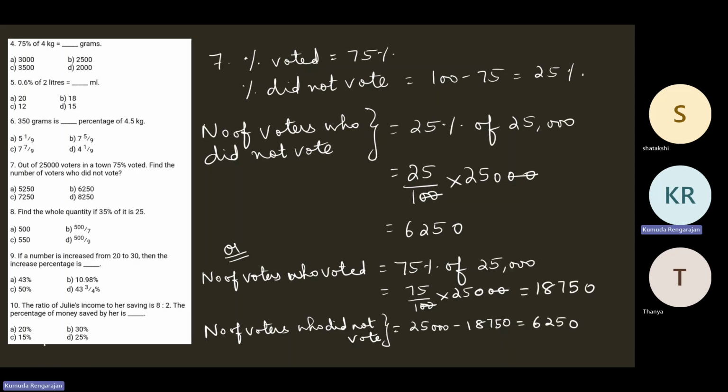If 75% voted, it means 25% did not vote. So to find the number of people who did not vote, find 25% of the total 25,000. 25% means 25 by 100 of 25,000. So it gives you the answer straight away. Or you can find 75% of 25,000, which is the number of people who voted. Then subtract: 25,000, the total voters, minus 18,750 will give you the number of people who did not cast their vote.